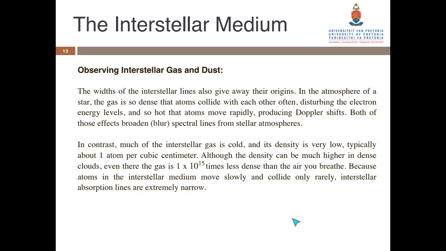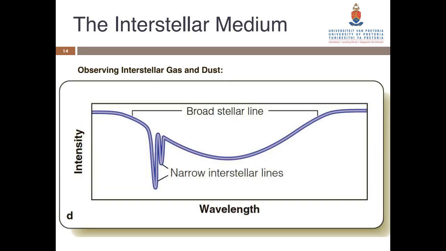In contrast, much of the interstellar gas is cold, and its density is very low, typically about 1 atom per cubic centimeter, although the density can be much higher in dense clouds. Even there, the gas is 1 times 10 to the power 15 times less dense than the air you breathe. Because atoms in the interstellar medium move slowly and collide only rarely, interstellar absorption lines are extremely narrow. So here we can see a broad stellar line, and here we can see a narrow interstellar line.